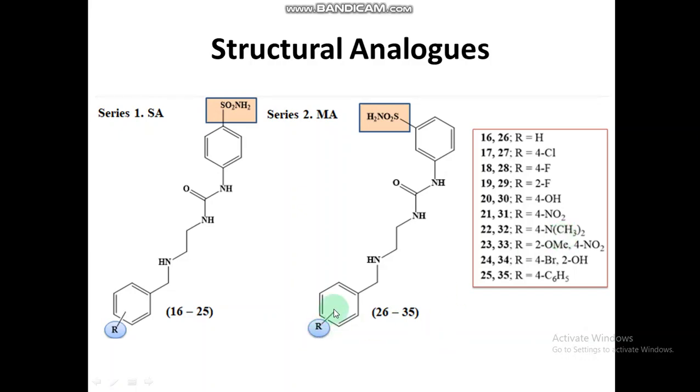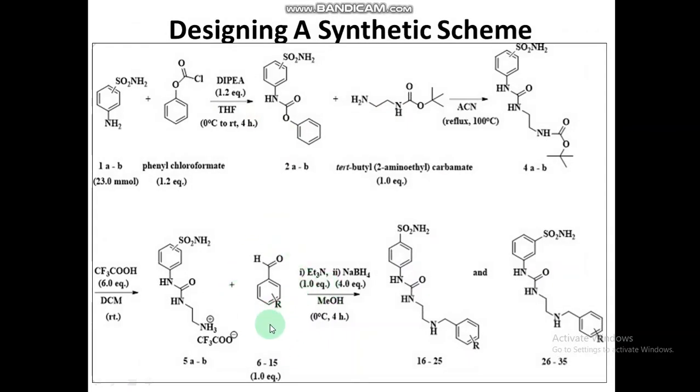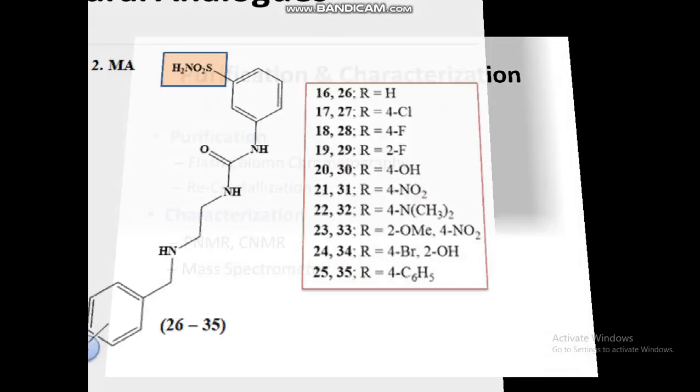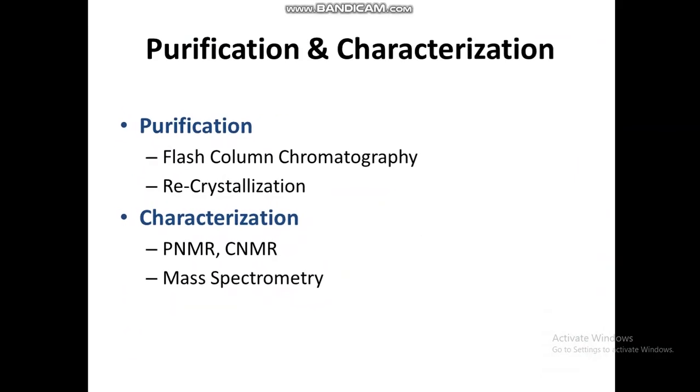So in this way, by changing the benzaldehyde, we get different structures or different analogues of these compounds, and finally we get 20 different structural analogues. Then we purified the compounds through flash column chromatography and recrystallization, and characterized them through proton NMR, carbon NMR, fluorine NMR if we have a fluoro group, and then mass spectrometry, melting point, etc.